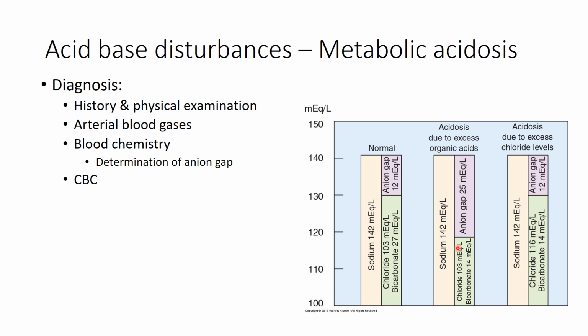And so if the anion gap is increased, so we're seeing this decrease in bicarbonate right here, which is allowing the anion gap to increase, then we can see that that is likely due to increased organic acids like lactic acid or keto acids. In this case, we can see disruptions in chloride balance in the electrolytes.